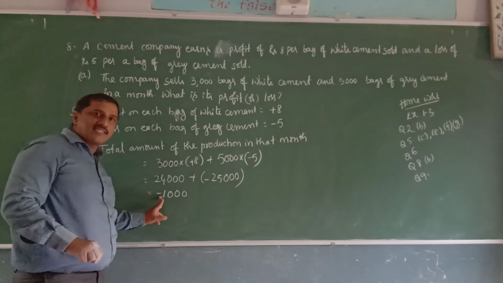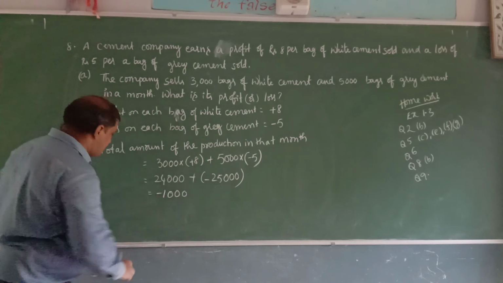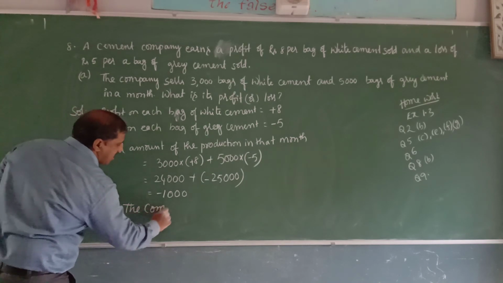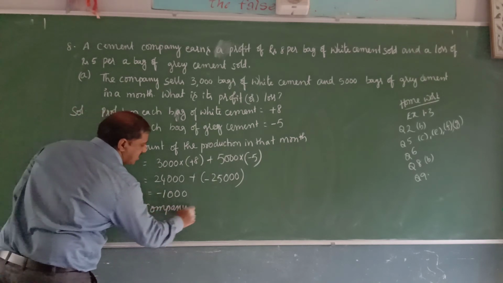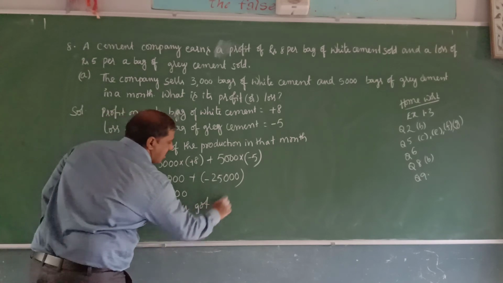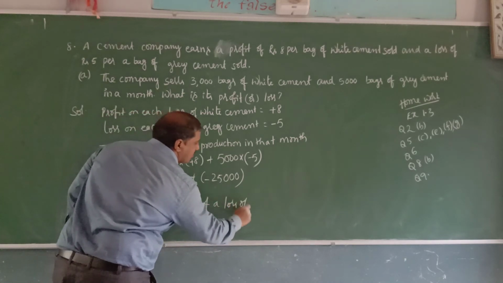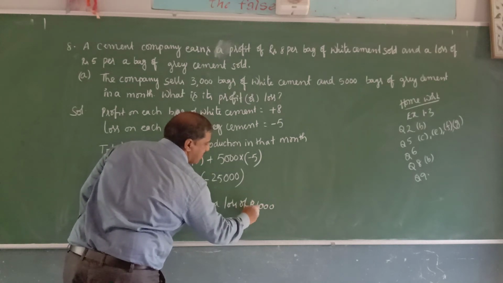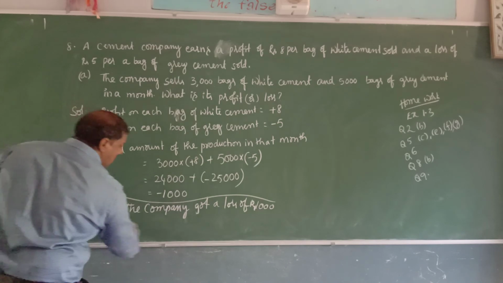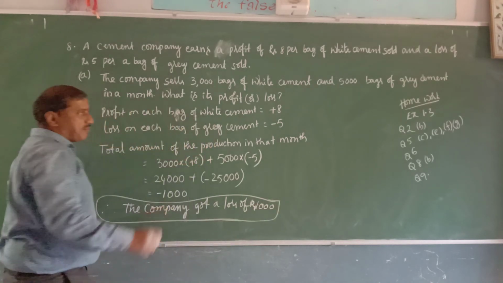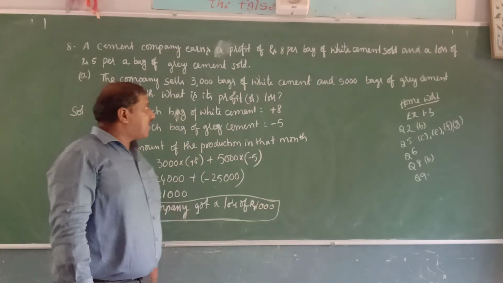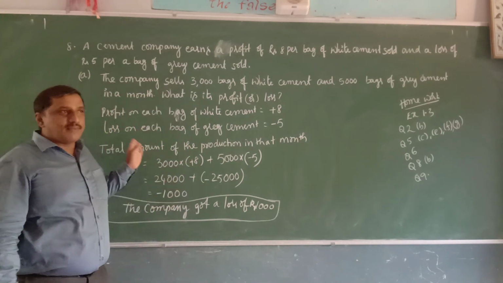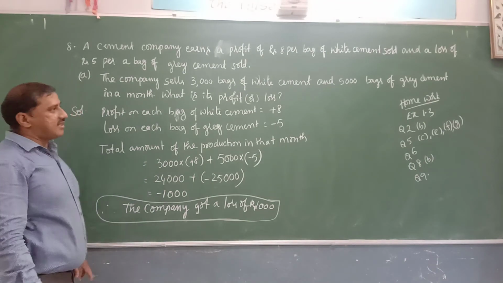In this, the minus sign represents loss. Therefore the company got a loss of 1,000 rupees in that month. Like this we find whether the company got a loss or a profit. So this is this sum. Now I hope you understand this concept and the problems which we have discussed so far.